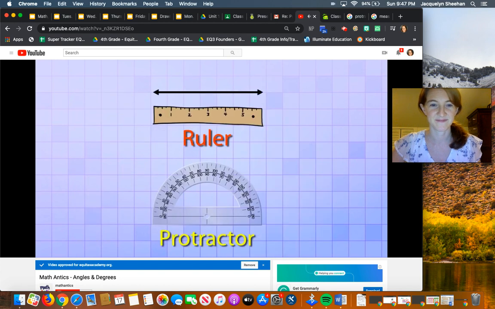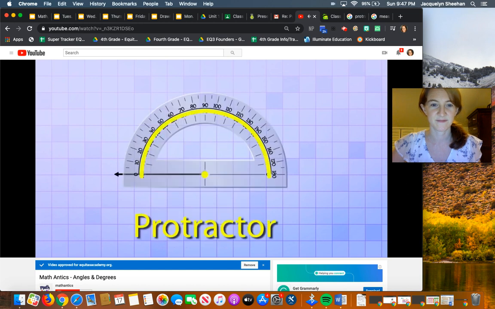A protractor is similar to a ruler, but it's curved into a half circle so that it can measure rotation around an axis point. A protractor also has a straight edge with a hole or a dot in the middle that represents the axis or center of rotation.